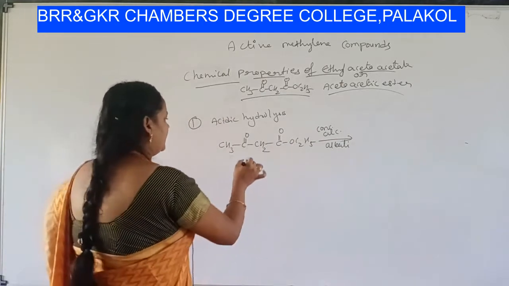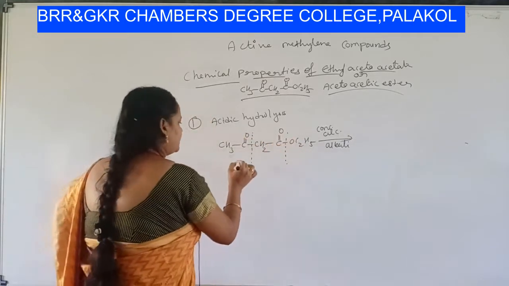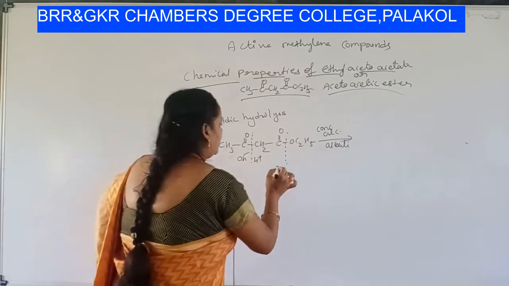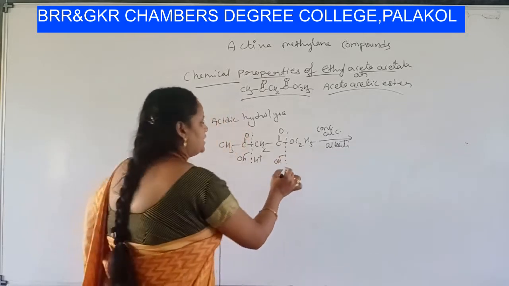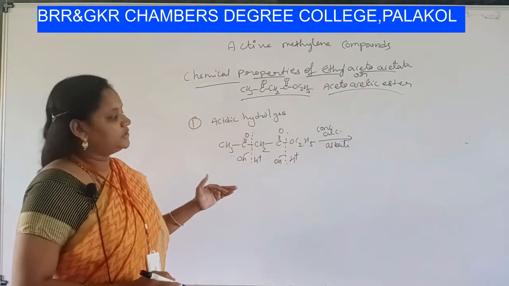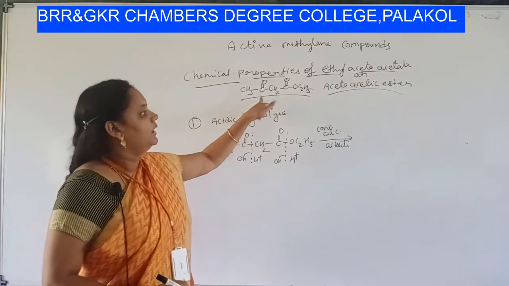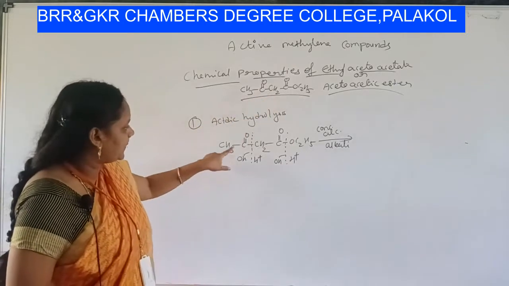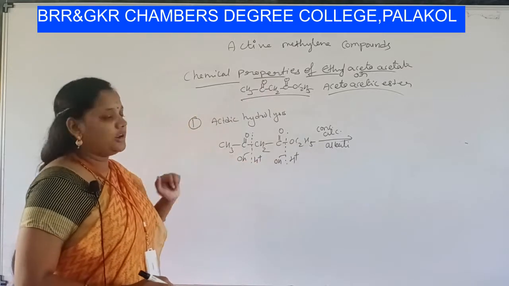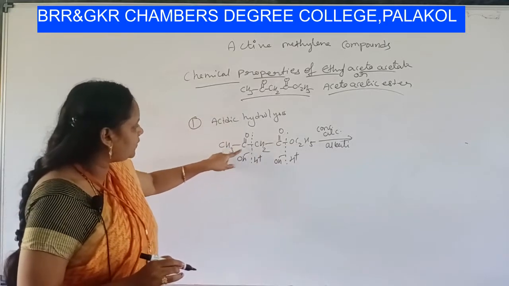So what happens here? Here and here the bonds get ionized. OH minus ion is added here, H plus is added here. Again OH minus is added here, H plus is added here. These reactions are very simple and easy to understand, students. If you know the formula of ethyl acetoacetate, what happens here? I added OH minus H plus, OH minus H plus. Totally how many water molecules have I taken up? 2 water molecules.